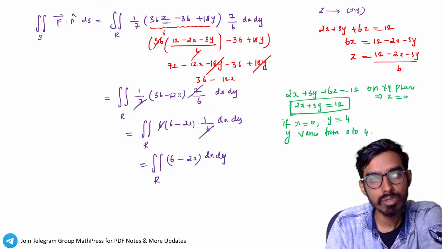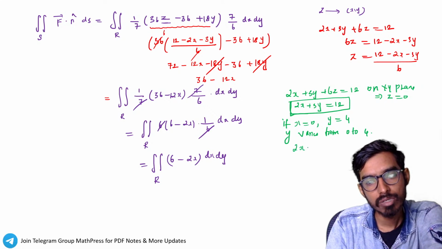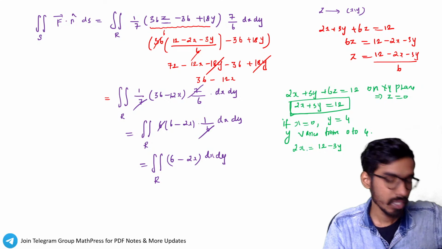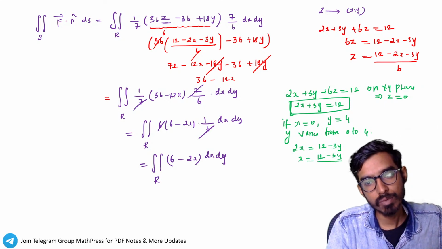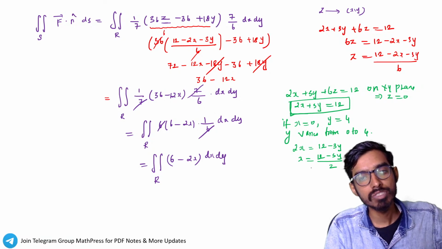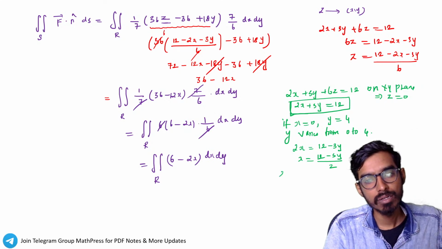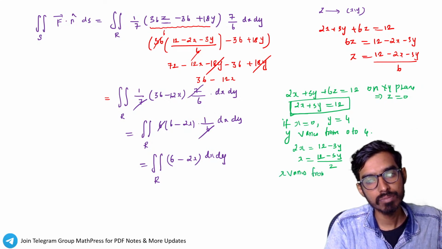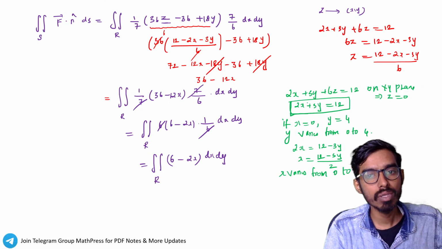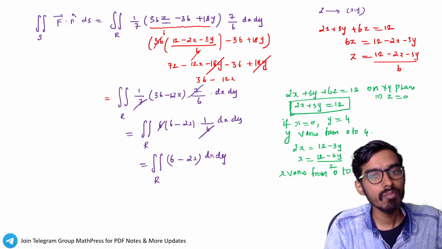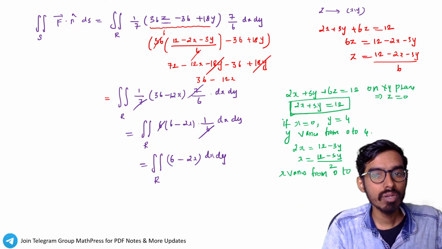Now what about x? So 2x is equal to 12 minus 3y, so x will be (12 minus 3y) by 2. That means x varies from 0 to (12 minus 3y) by 2, because we are in the first octant, it starts with 0. Or you can put y equal to 0 and you will have x equal to 6, so x varies from 0 to 6, and you treat 3y is equal to 12 minus 2x. You can also do it like that.